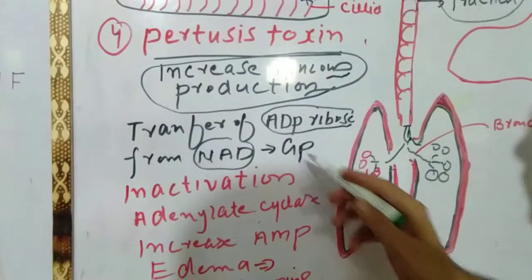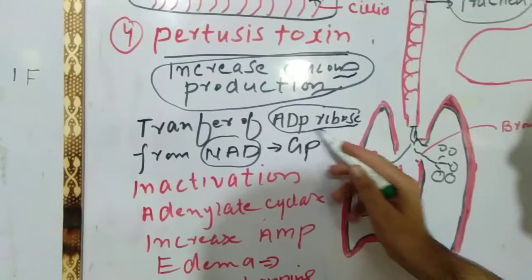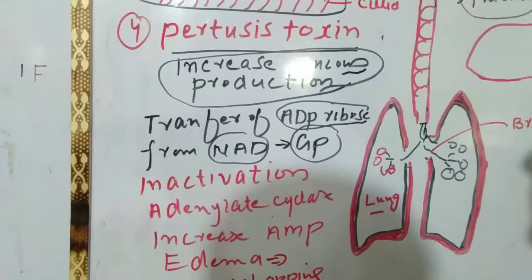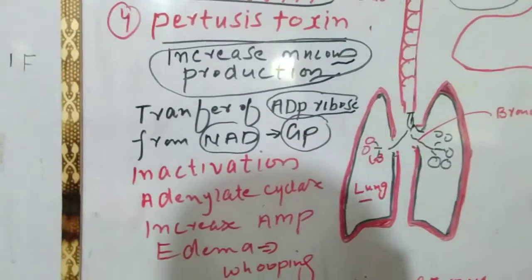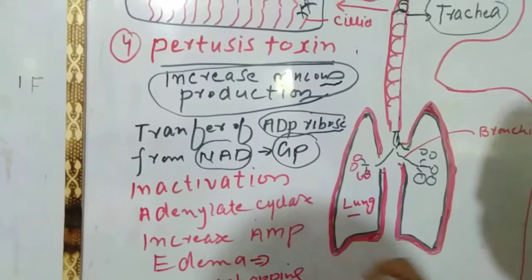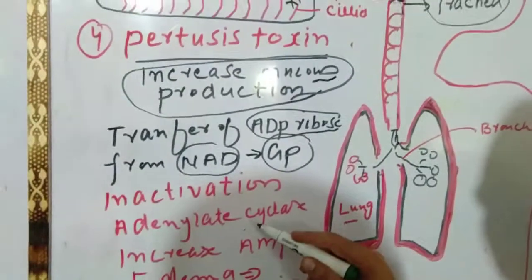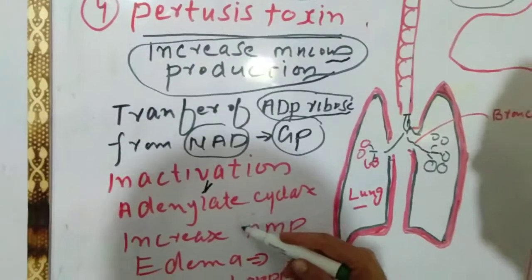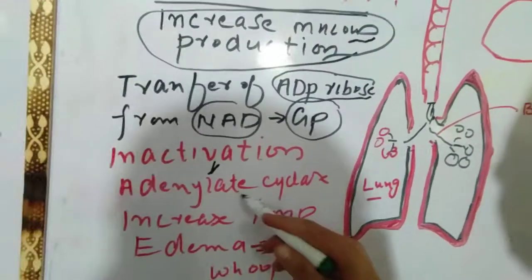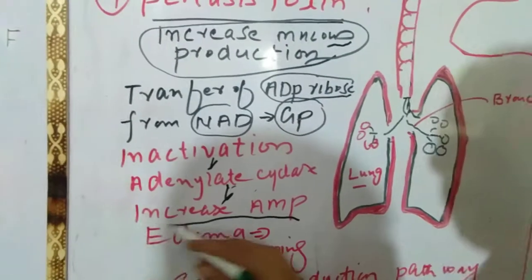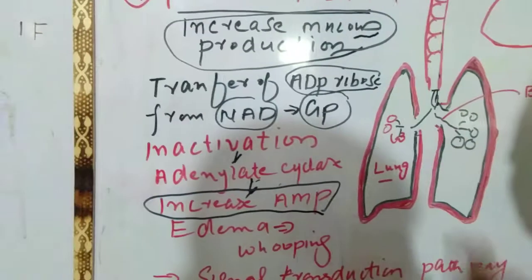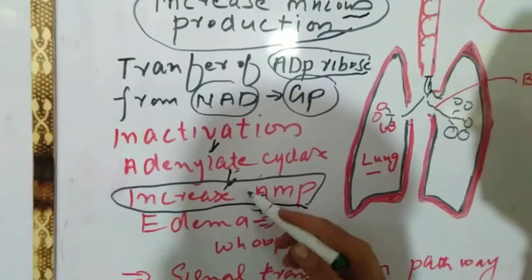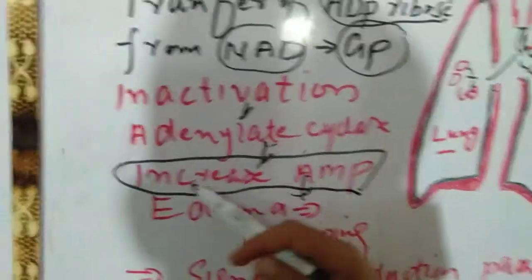What it will do, it actually activates the G protein. When the G protein is activated, what happens? In activation of this G protein, they will increase adenylate cyclase, which increases cyclic AMP. When this increases cyclic AMP, what will it do? It will increase the fluid and mucus, and it will cause edema.